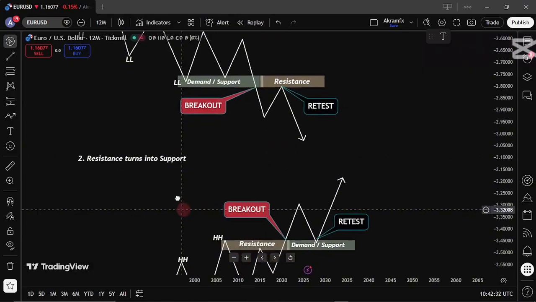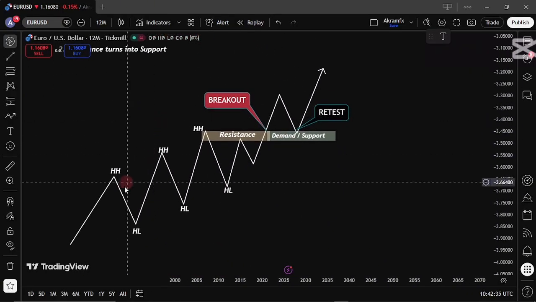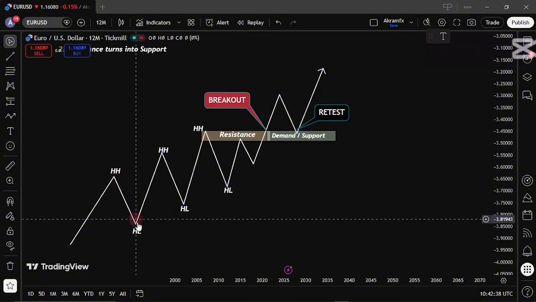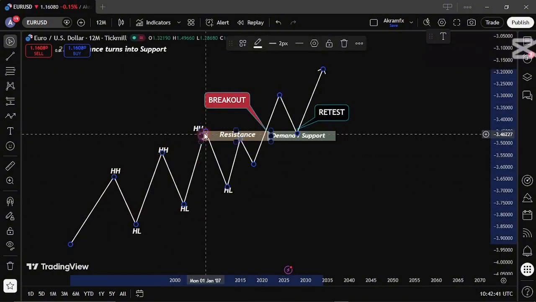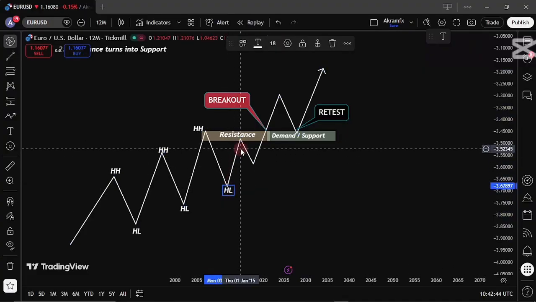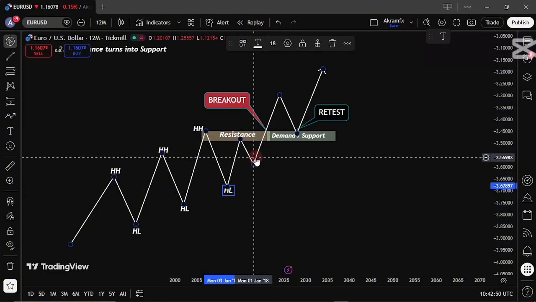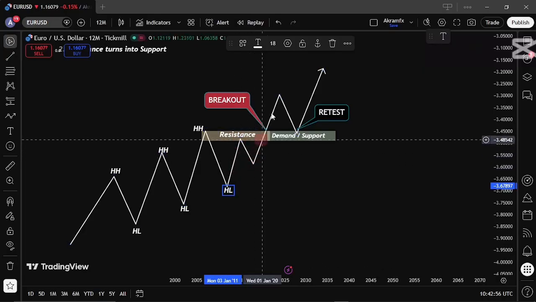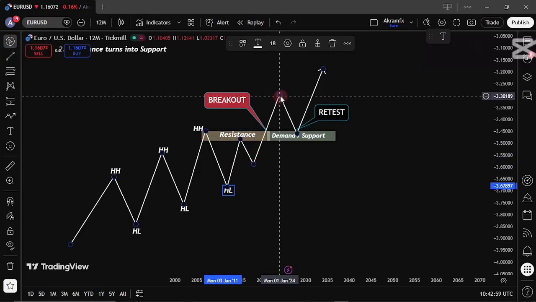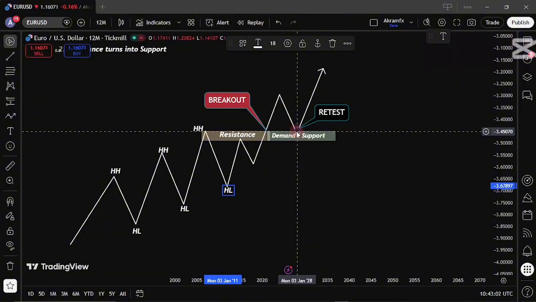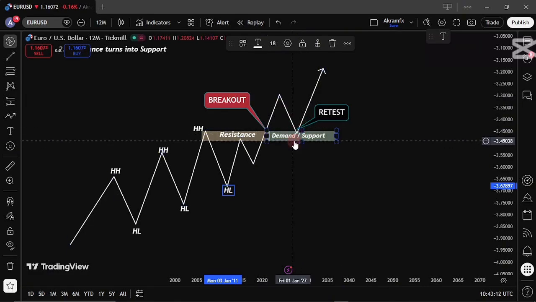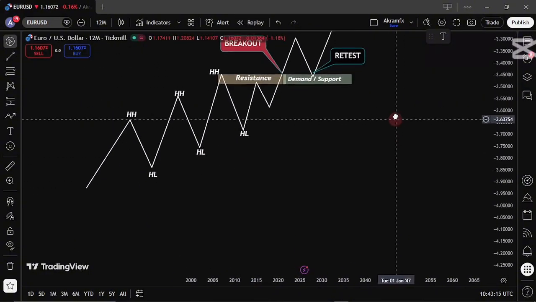And then we have another concept where resistance turns into support. Now we've had a series of higher high, higher low, higher high, higher low, higher high, higher low. And then we got here, it was a resistance. We got rejected, but on retest to see if the zone is holding, the zone never held as resistance. We broke it, but it managed to hold as a support. So you do not need to break that zone. This is one of the most useful concepts in trading. So you just wait for the retest and then you go into the market.